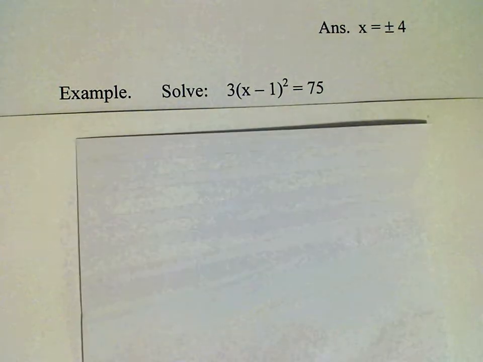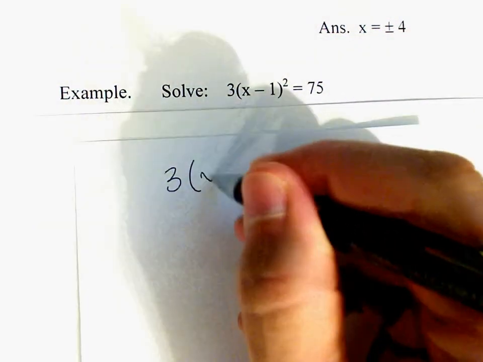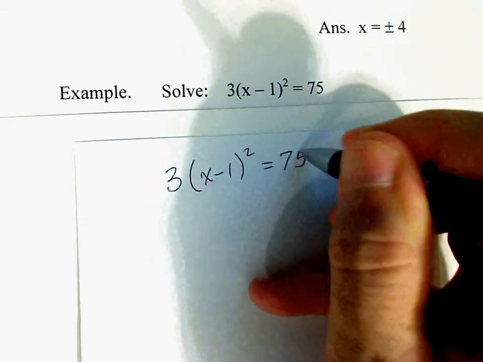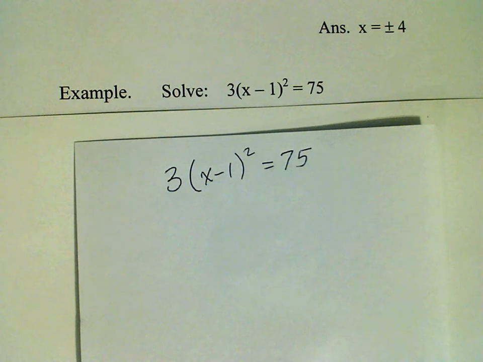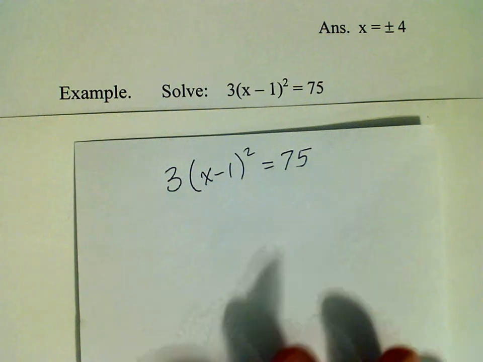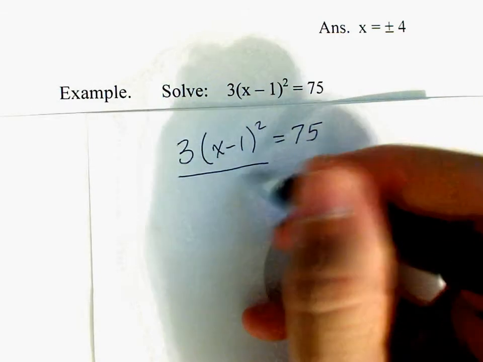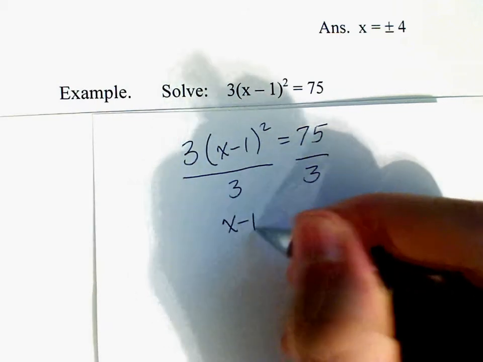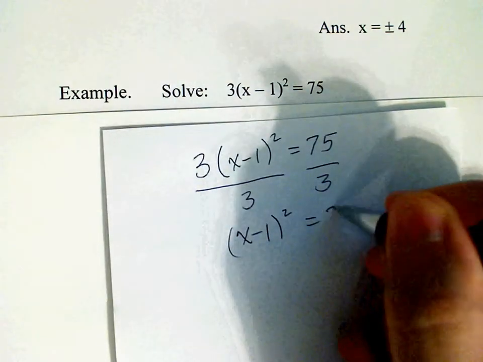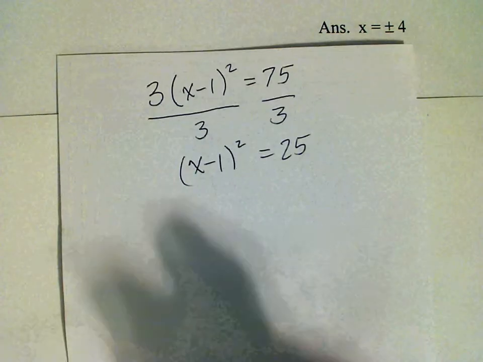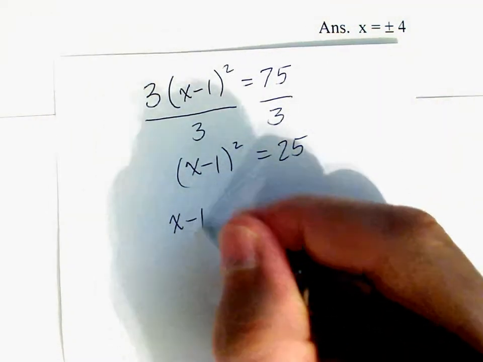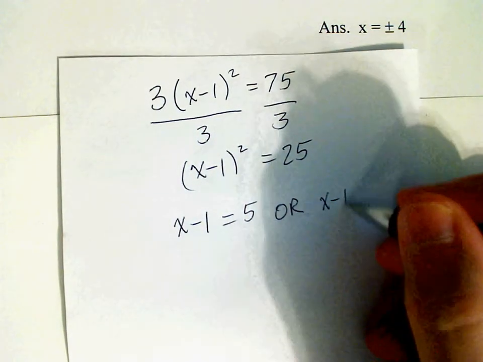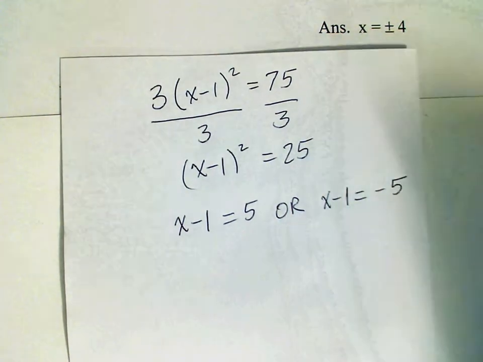Okay, here's another example. 3 times x minus 1 squared equals 75. So again, we want to start off by isolating the square term. Okay, so we divide by 3, and this will give us x minus 1 squared equals 25. Now we can take square roots, and we get x minus 1 is equal to 5, or x minus 1 is equal to negative 5.